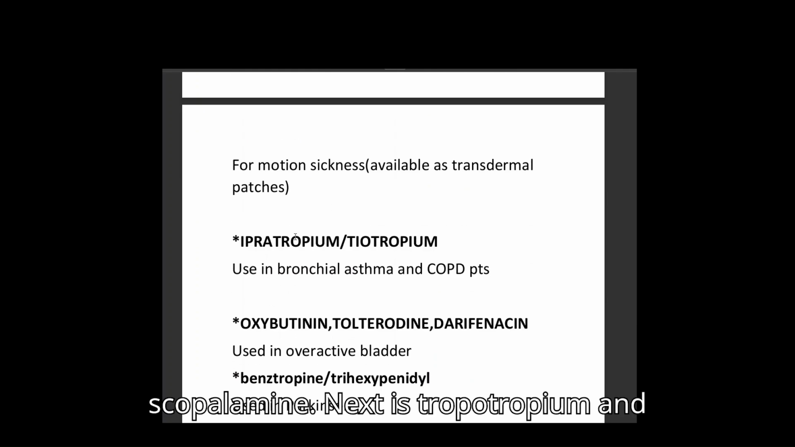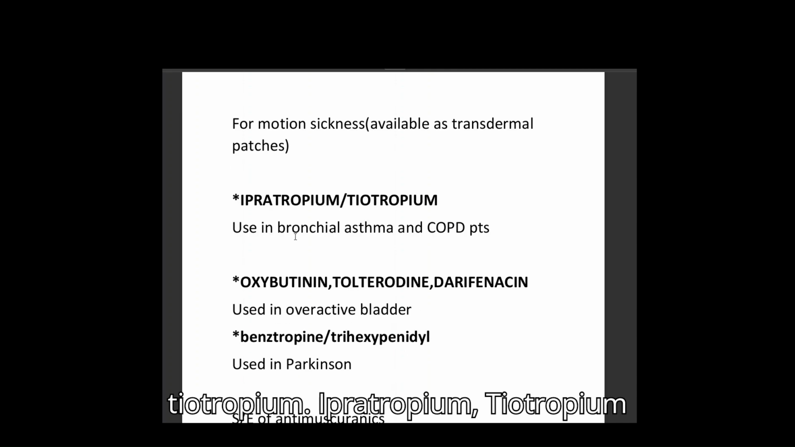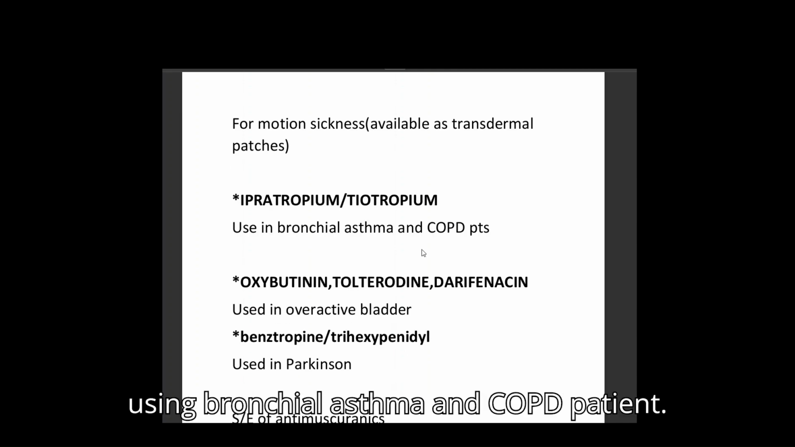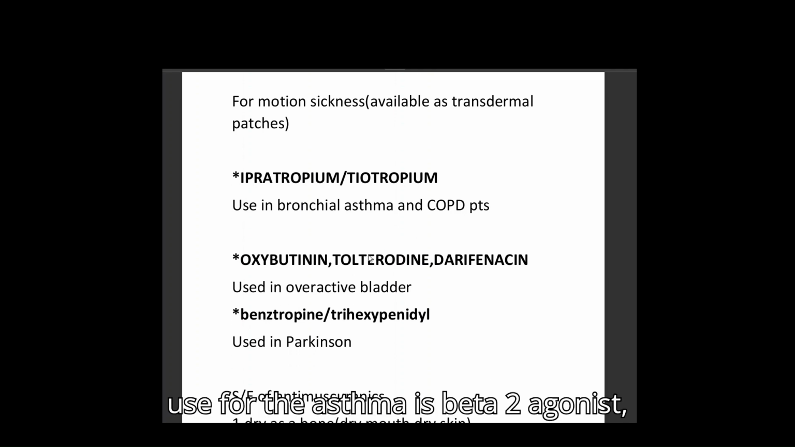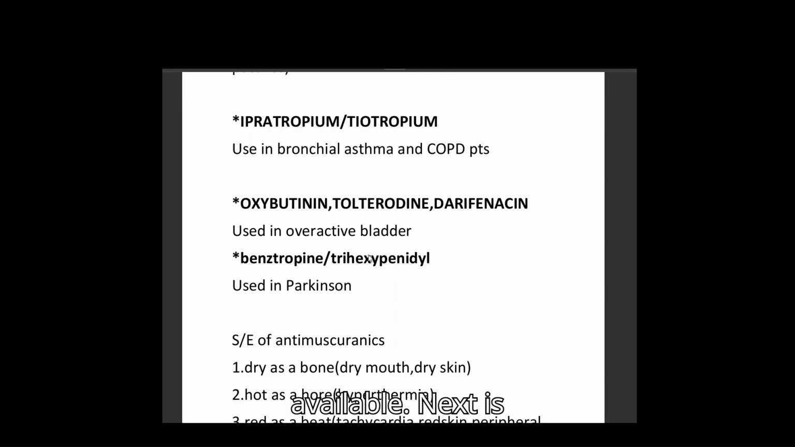Next, ipratropium and tiotropium are used in bronchial asthma and COPD patients. Nowadays, for asthma we usually use beta 2 agonists: salbutamol, albuterol, terbutaline, salmeterol. But you could use ipratropium and tiotropium as well, if those drugs are not available.